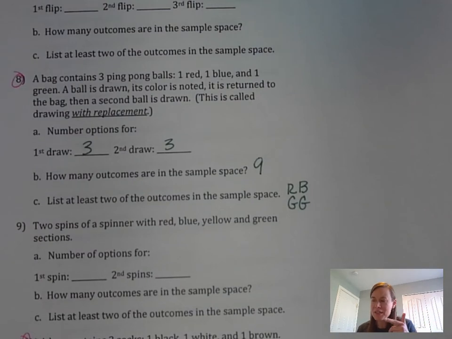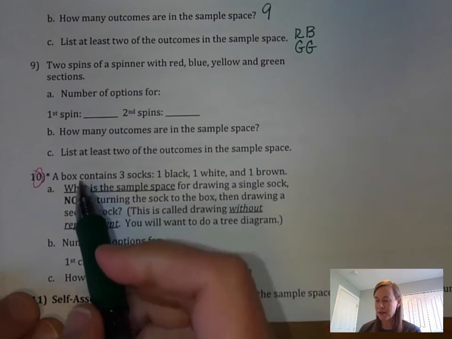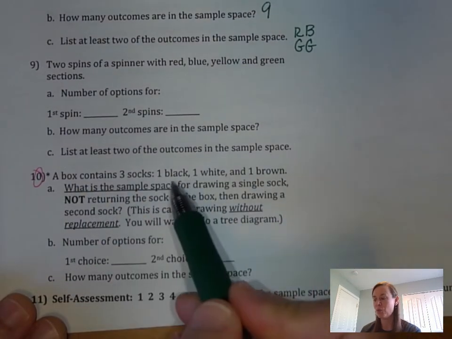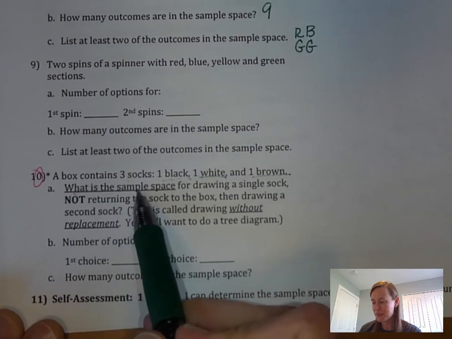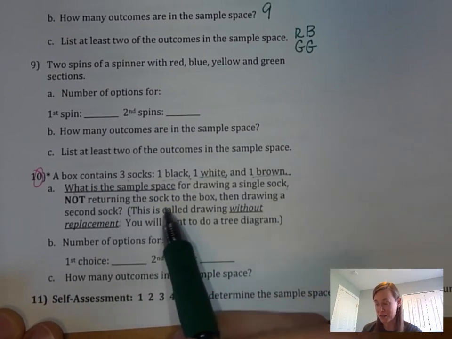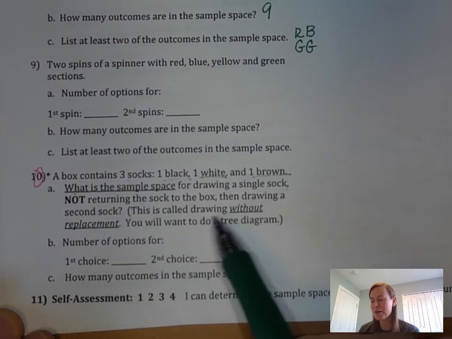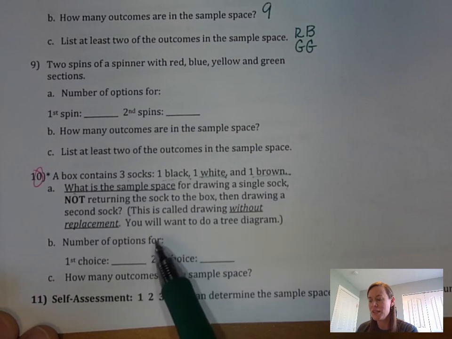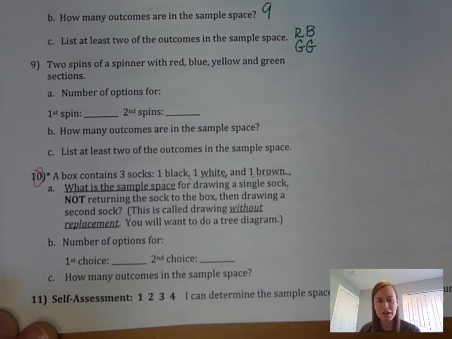Now let's look at number 10, which is similar but different. Okay, a box contains 3 socks. 1 black, 1 white, and 1 brown. What is the sample space for drawing a single sock, not returning the sock to the box, then drawing a second sock? This is called drawing without replacement. You will want to draw a tree diagram. Okay, so we're recommending that you draw a tree diagram here.